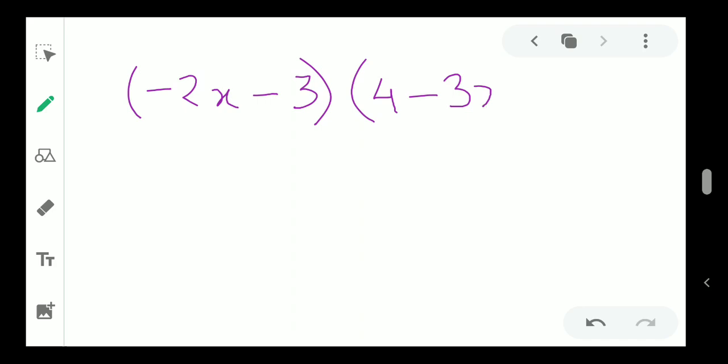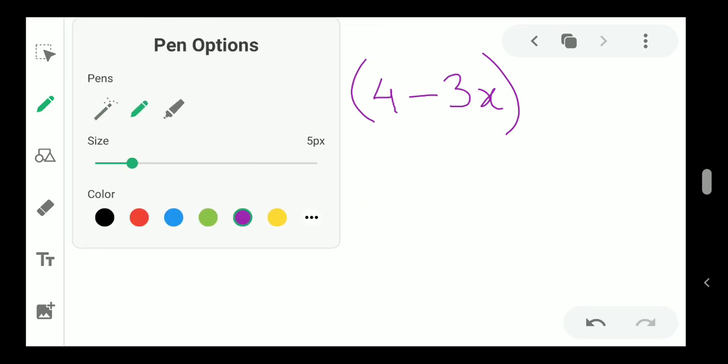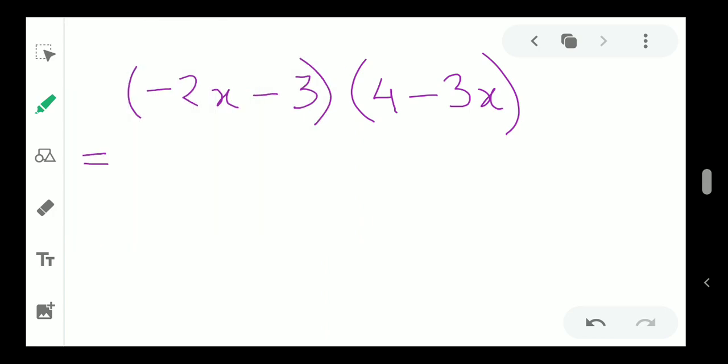Okay, one more thing is there. Okay, let it be y, because I will tell you something new today. So what you have to do, you have to be very careful. One by one you have to take the terms. So the first term is my minus 2x.